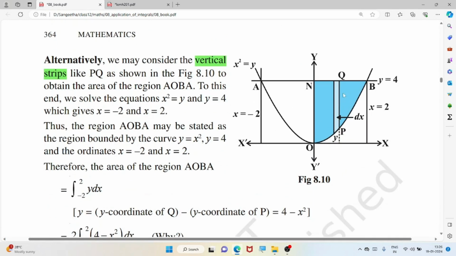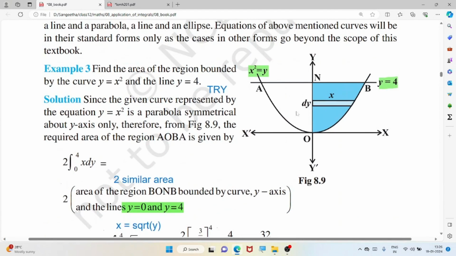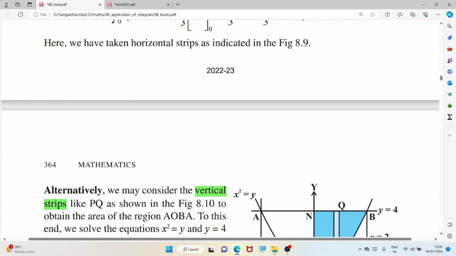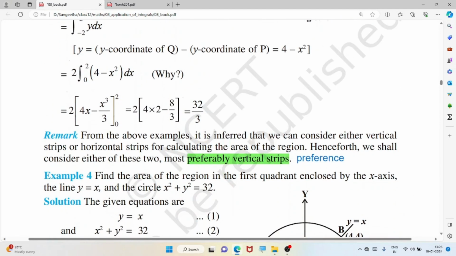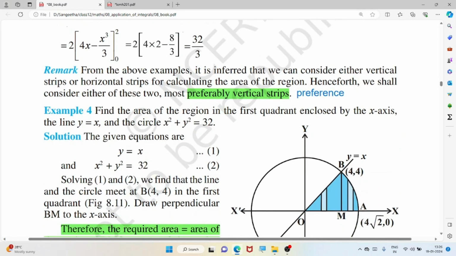You can also use vertical strips. Here we used a horizontal strip, and here we are using a vertical strip. Till this time we have shown both horizontal and vertical strips. From here onwards we will be using vertical strips only; preferably we want to use the vertical strip.